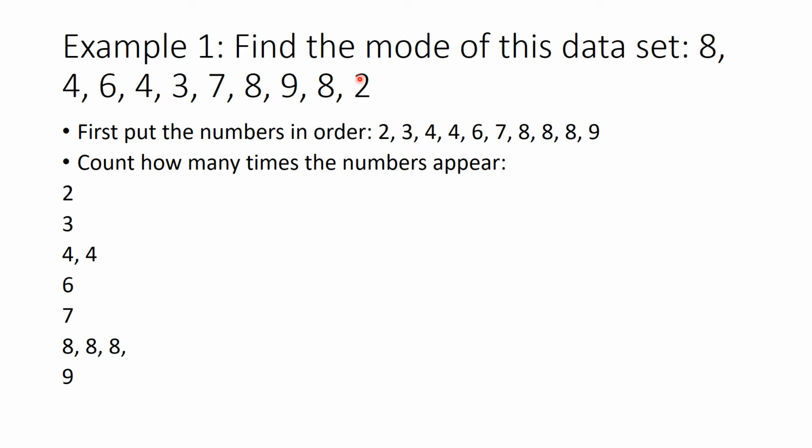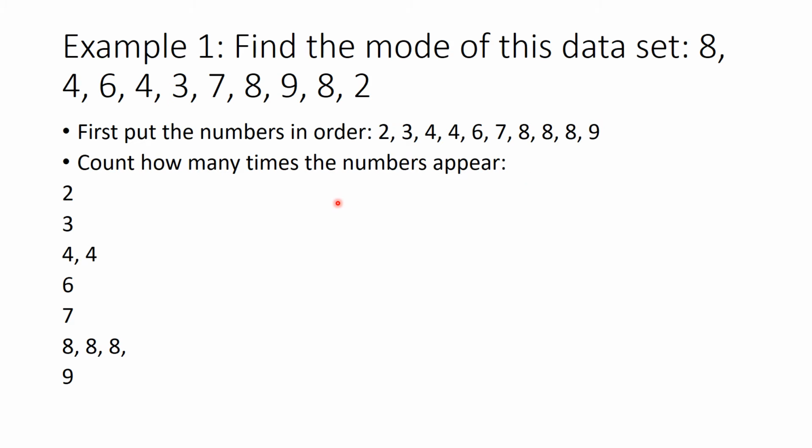For example 1, I want us to find the mode of this data set that I have right here for you guys. So first things first is I want us to put the numbers in order either from least to greatest or greatest to least. And as you see right here, I have put the numbers in order from least to greatest. And after we've done that, then we want to count how many times the numbers appear. So usually with this, you can do a quick glance and kind of see which number comes up the most often. And if we did a quick glance right here, we could see that 8 comes up the most often.